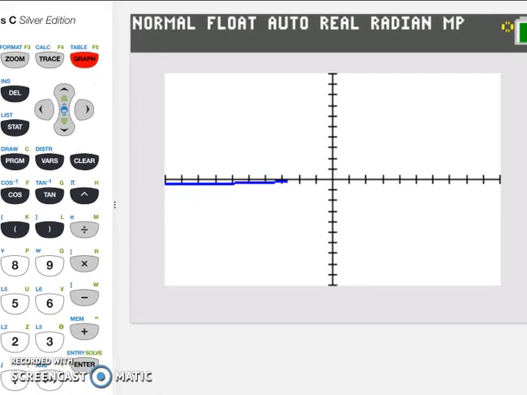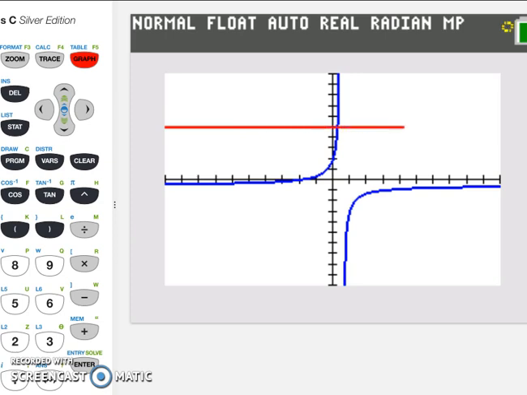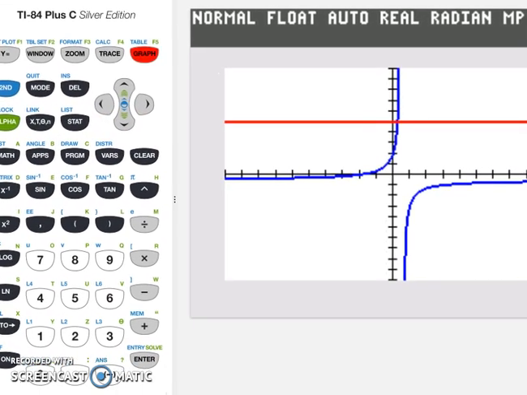So when we go to graph this, you'll see that the blue line is the first function. That's the x plus 2 over 1 minus 2x. And this red line is our second function, and this is 5. So it's just the horizontal line at y equals 5. Now to find where they intersect, we can use the intersect feature in the calculator.